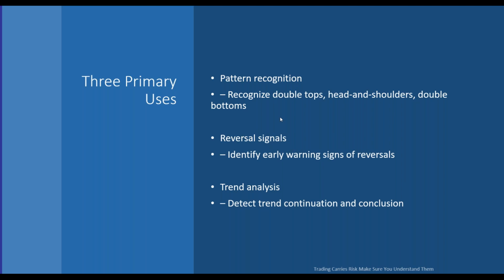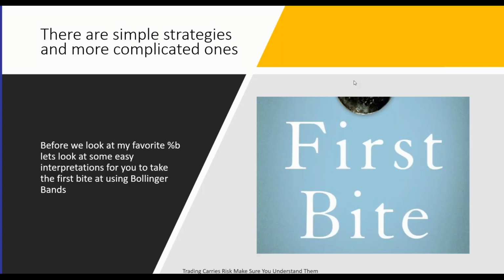So Bollinger Bands gives us three ways to use them. They give us pattern recognition. We've heard of head and shoulders, double tops, double bottoms. Well, Bollinger Bands has what we call W's and M's. And when it forms the W's and M's, which I'll show you in a minute, they give you trading signals. They also give you reversal signals to warn you when a market is reversing. And they also give you trend analysis. They detect trend continuations and conclusions.